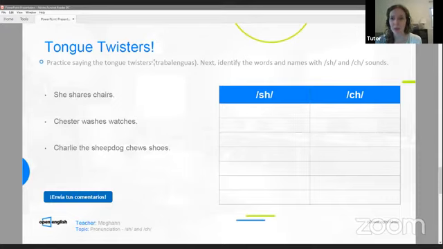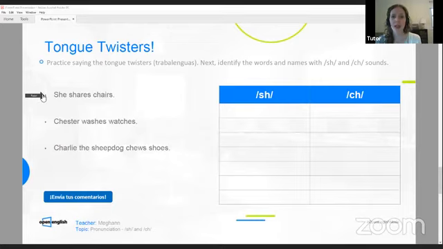Okay, the first tongue twister, trabalengua, she shares chairs. She shares chairs. Number two, Chester washes watches. Chester washes watches. And number three, Charlie the sheepdog chews shoes. Sheepdog is perro pastor. Charlie the sheepdog chews shoes. So send your ideas, practice the tongue twisters, try to identify the SH and CH sounds.